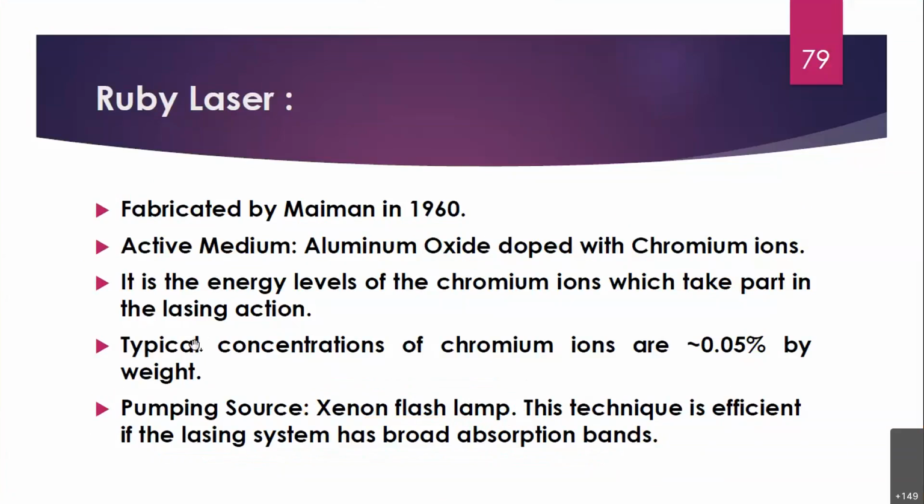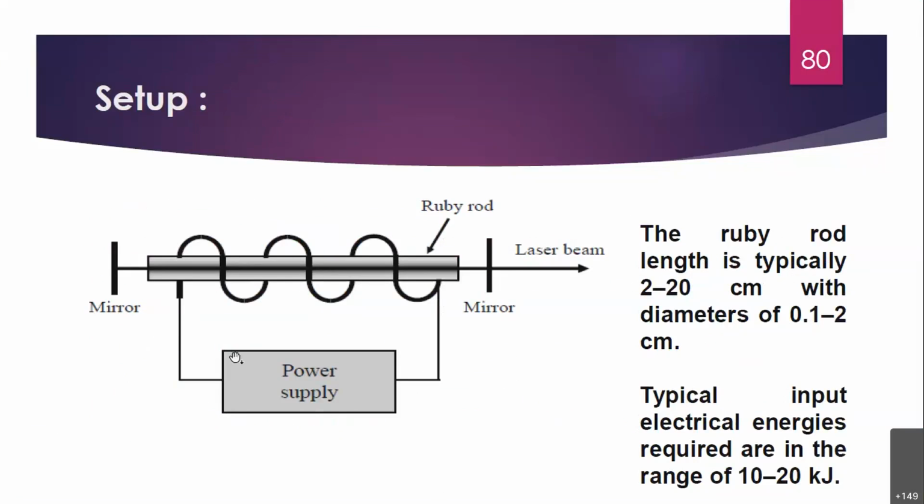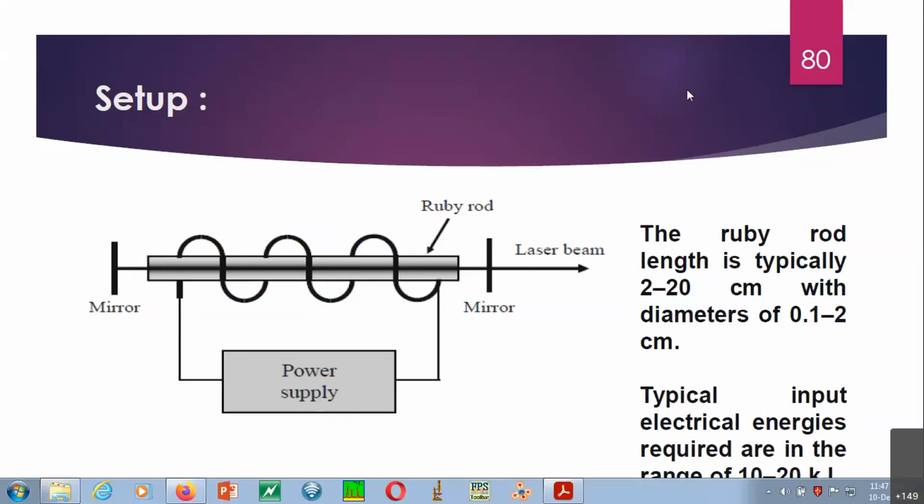Now let me come to the next point. Here is the setup. On the right hand side, you can see all the details related to this setup. First, can you please identify the components? I told you that there are three main components of any laser device: the first is active medium, second is the pumping source, and the third is the optical resonator. Can you identify all three? Yes, sir, they are there.